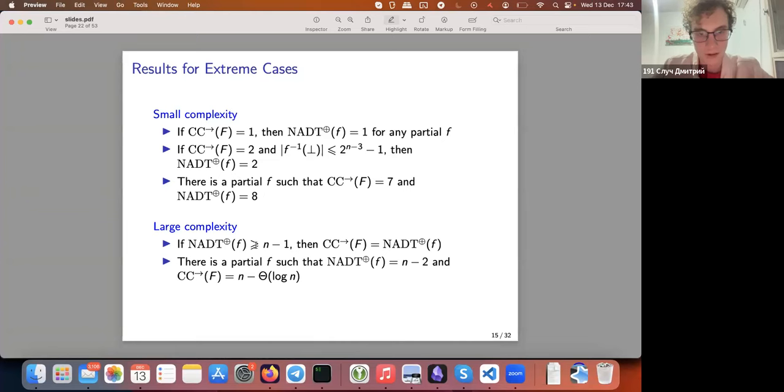And for large complexity, we also have something a bit better. If it's at least n-1, there is an equality. And if it's n-2, there already is a separation.